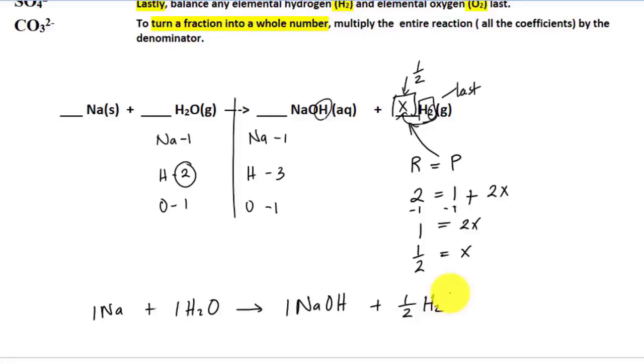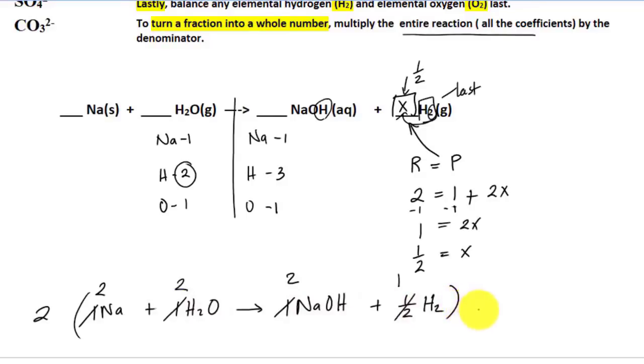But when you go to college, your professor wants you to put in the whole number. And how to get rid of this fraction is to multiply all the coefficients, or the entire reaction, by the denominator, which is that 2 right there. So that is a 2. So this will turn into a 2. This will turn into a 2. This will turn into 2 because 2 times 1 right here, they all equal to 2. And 2 times 1/2 give us 1. So our answer is 2Na plus 2H2O produce 2NaOH plus 1 H2.